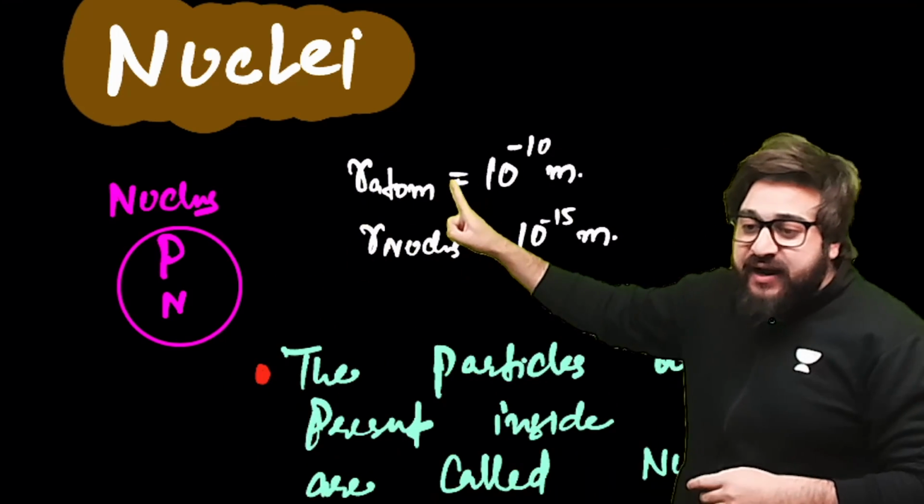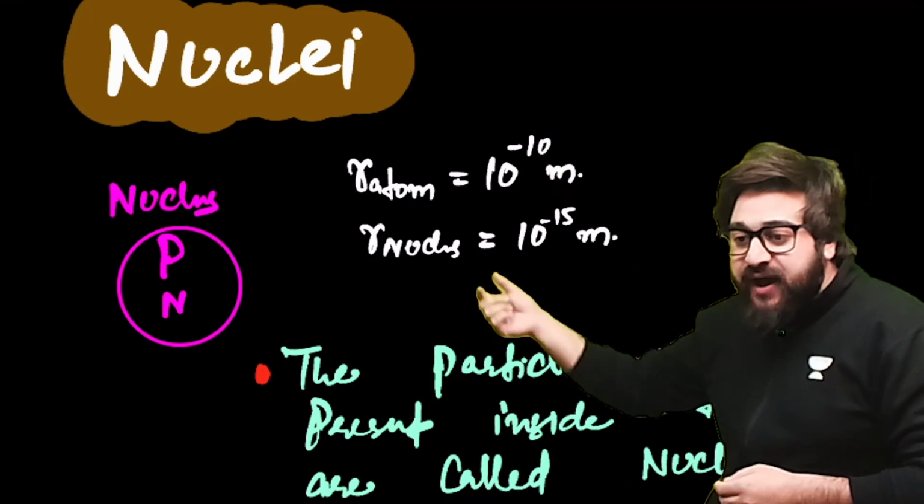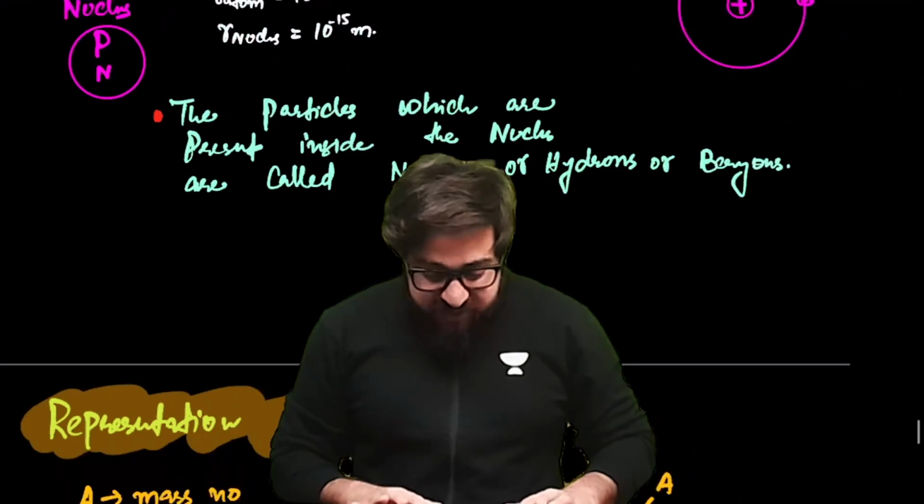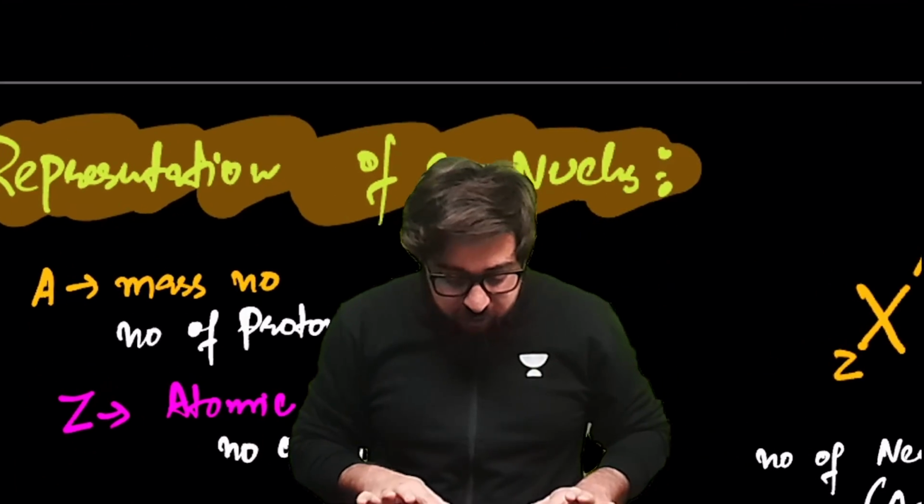And remember, the radius of an atom is 10 raised to the power minus 10 meter and the radius of the nucleus is 10 raised to the power minus 15 meter. So my dear friends, the particles inside the nucleus are called nucleons.